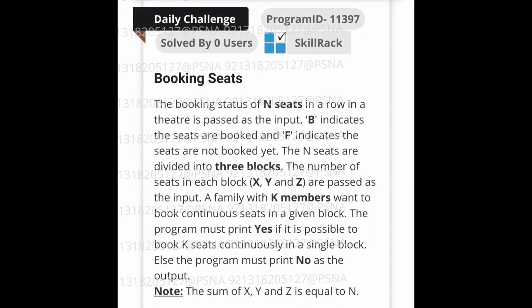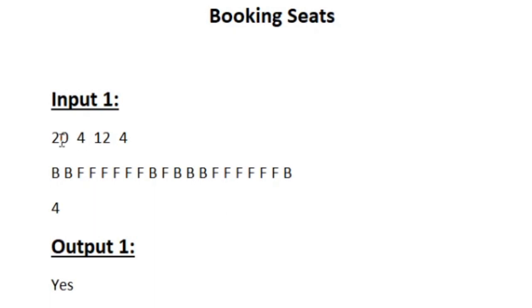This is the question asked in today's SkillTrack Daily Challenge. So we are given 4 integers in the first line of our input. The first integer represents n, the second integer is x, the third integer is y, and the fourth integer is z. And in the next line we are given n characters as input.